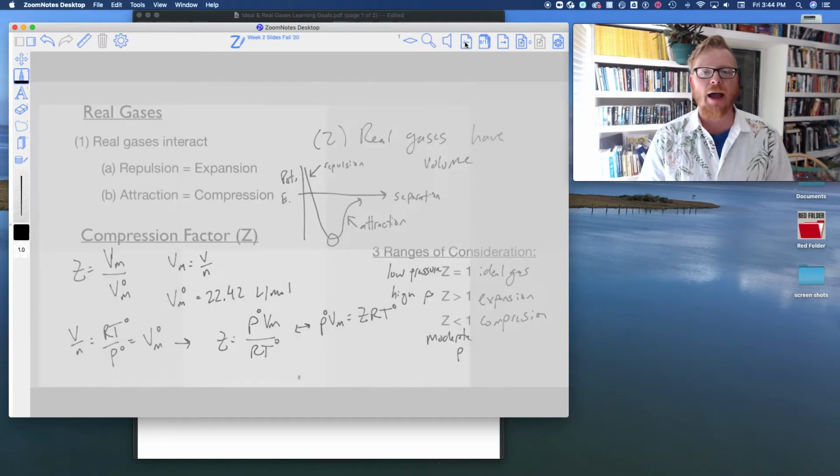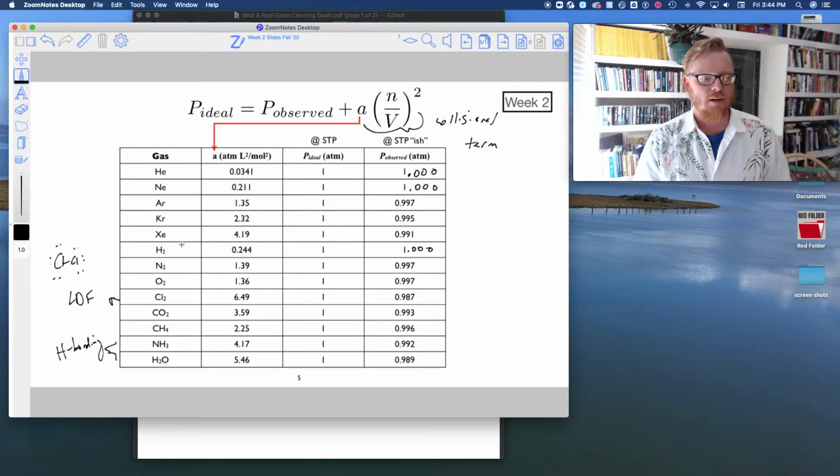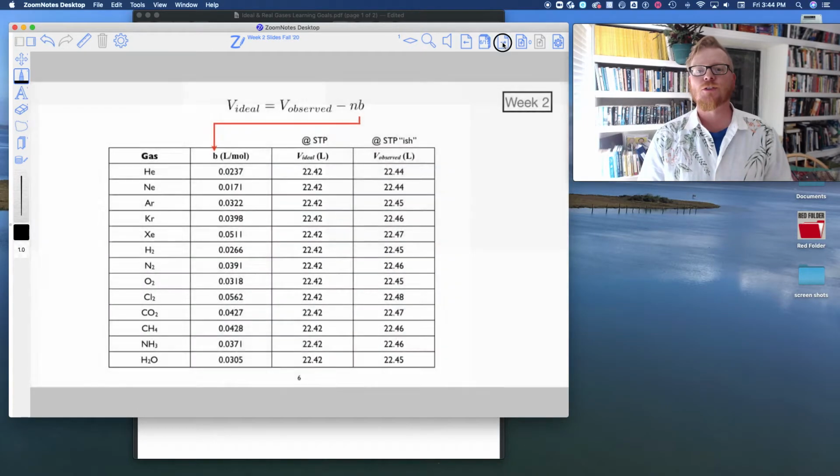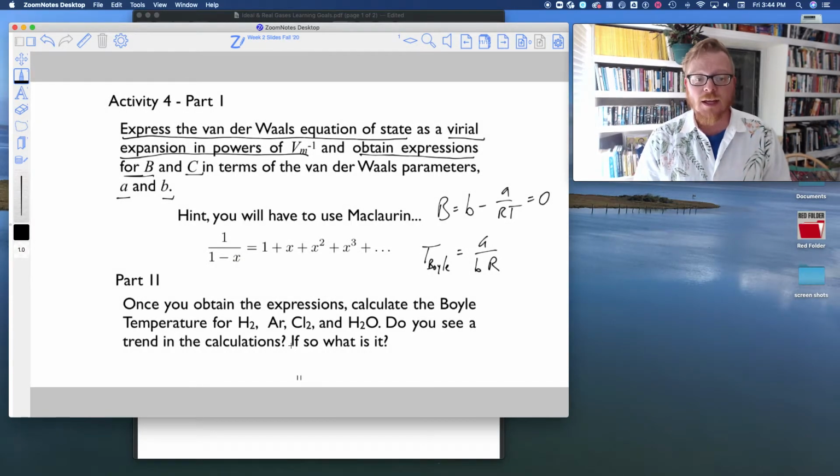And then check it out. I'm going to go back through these slides for just a minute. Look, I've got the little b constant for all those gases: hydrogen, argon, chlorine, water. I've got the A constant for hydrogen, argon, chlorine, water. Fantastic. So take some time, pause the video, calculate these things out. Once you calculate them, stare at them for a minute. Do you see a trend? If so, what is it? See if you can come up with it. Pause the video, see what you get.